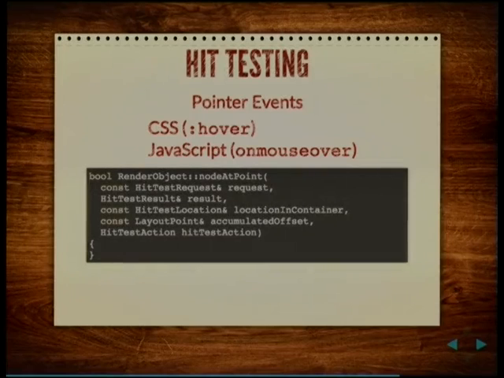And to do this, we also have a function called node@point. Every time you move your mouse, we call this function, and it checks if there's any change required just because of you moving your mouse.